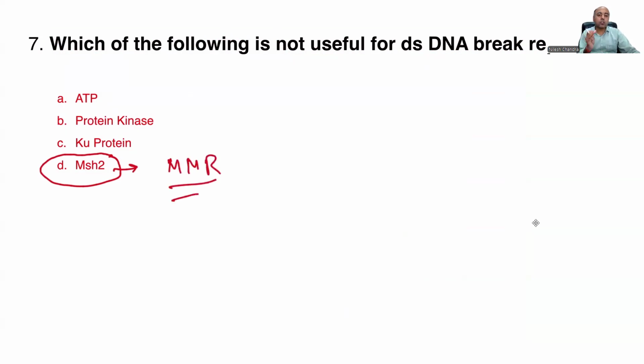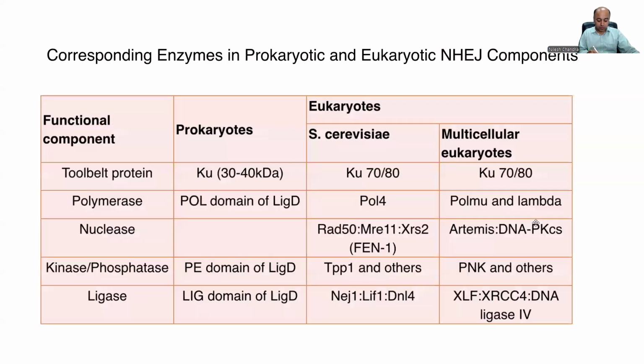DNA break repair will include homologous recombination and non-homologous end joining. There we don't make use of the MSH2. Rather, the proteins required in the non-homologous end joining would be the Ku protein, the kinase or phosphatase, the ligase. So these are the molecules which are involved. Polymerase, obviously. Without polymerase, the repair cannot happen.